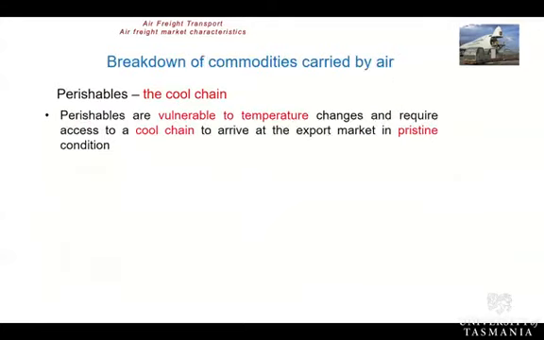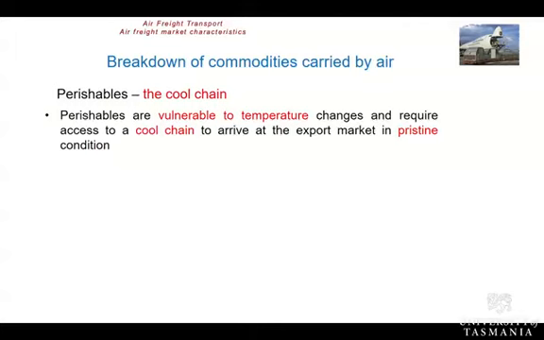So what I want to finish off with was a brief discussion about the cool chain. Now, the reason for this in many ways is that if you are an aircraft carrier, a business who's carrying air cargo, and you've got an inclination to target a perishable market, as we've seen, perishable can be quite an opportunity for some businesses, depending on perhaps the type of aircraft. You would have to be very au fait with the cool chain.